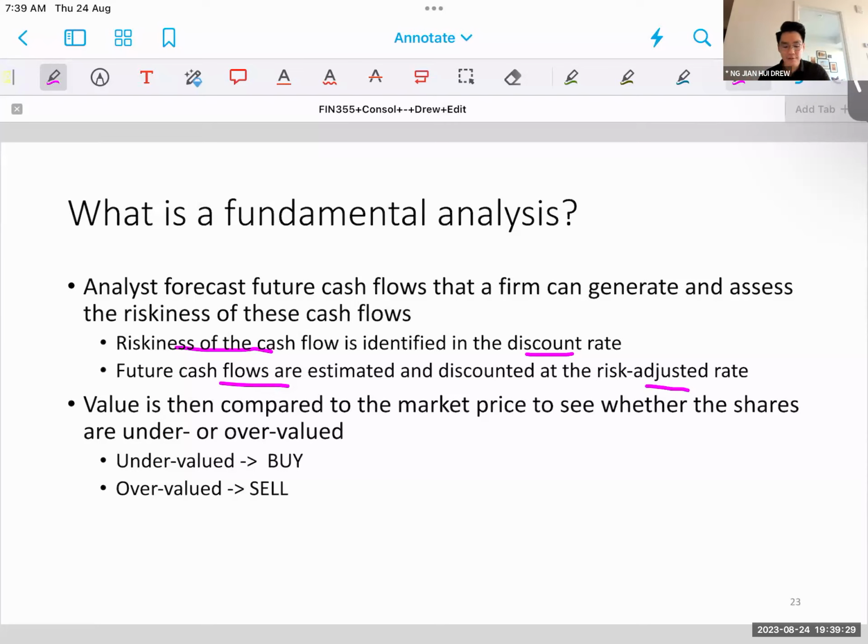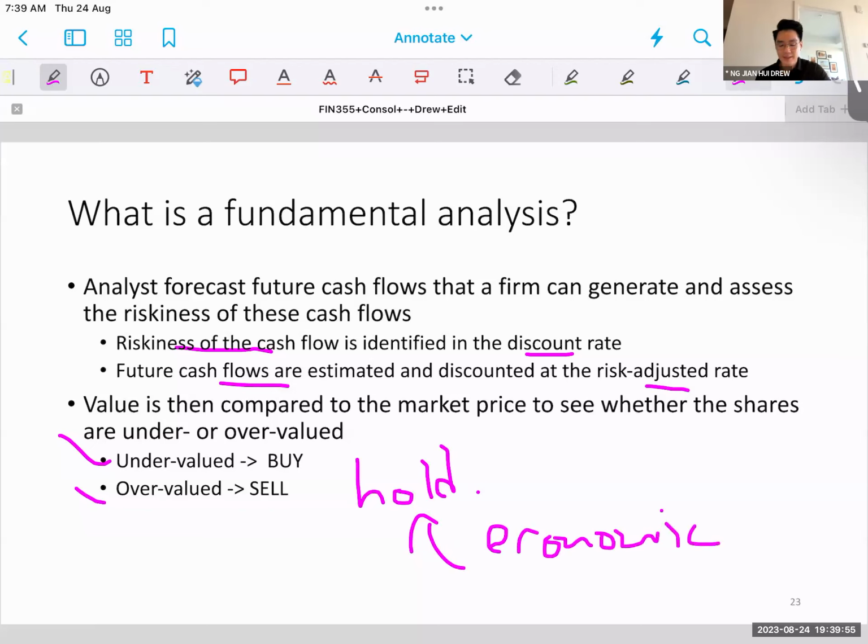The idea is that if you find an undervalued firm, you want to buy it, and therefore you can sell it for profit. And of course, if you find an overvalued firm, you want to sell. And as a friend of yours mentioned, it can be a hold as well, and of course you need to justify why you want to hold. Maybe because of some economic events, some economic turbulence, so you just don't want to buy or sell. So there are actually three options here: buy, sell, or hold.